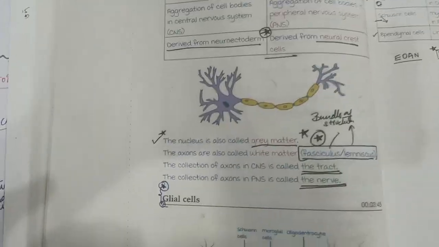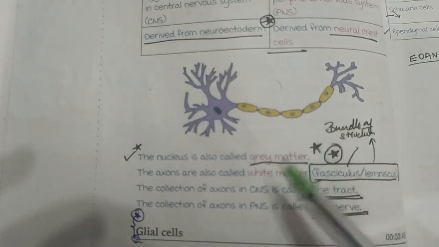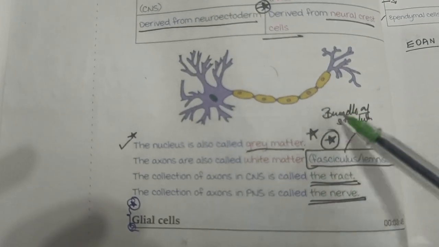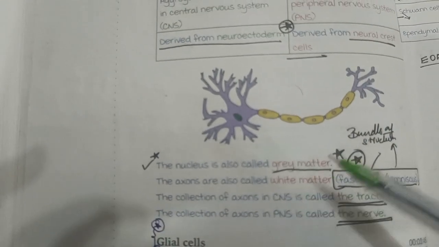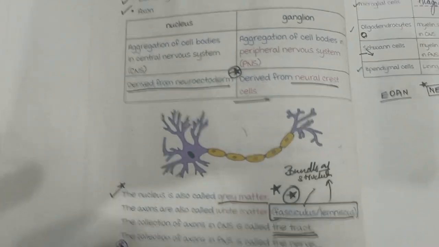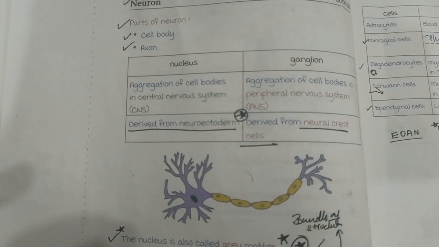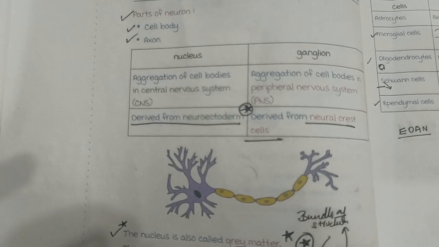Now, what is it trying to tell us? If you know the structure of a neuron, this is the structure of a neuron. This is the cell body, and this is an axon. Why do we need to know the parts of a neuron? Because you need to understand what you mean by nucleus. Nucleus is an aggregation of cell bodies in the central nervous system.